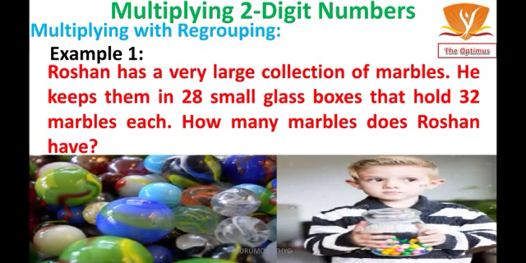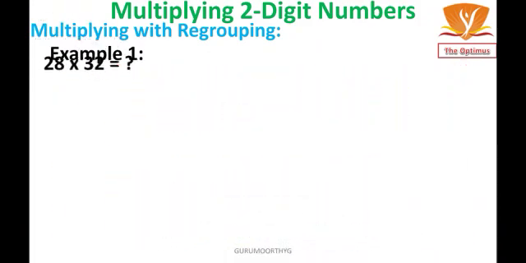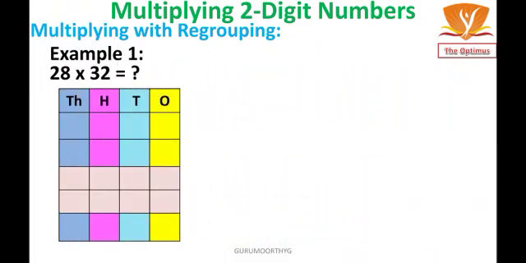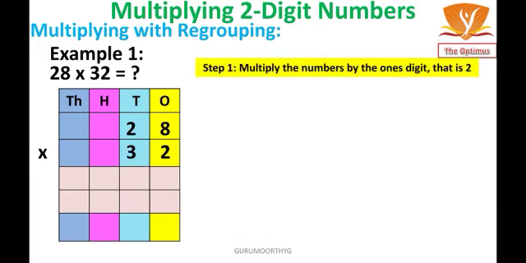Number of glass boxes equal to 28. Each glass box has 32 marbles. Then total number of marbles in all equal to what? That is our question. This I am going to write in short form: 28 into 32 equal to what? Yes, I am going to represent 28 into 32 in a place value chart. Next, I am going to solve step by step.